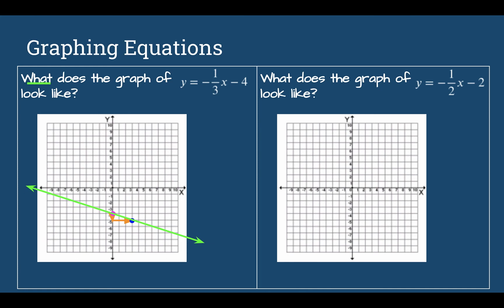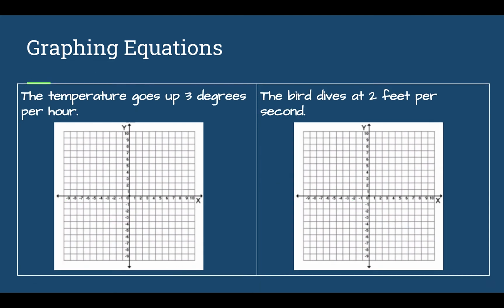Here's what your graph should look like. Y-intercept of -2, and it's going down 1 over 2 each time. Third example. The temperature goes up 3 degrees per hour. So 3 degrees per hour is a rate of change. I can tell by the fact that it says up 3 and it has the word per there.